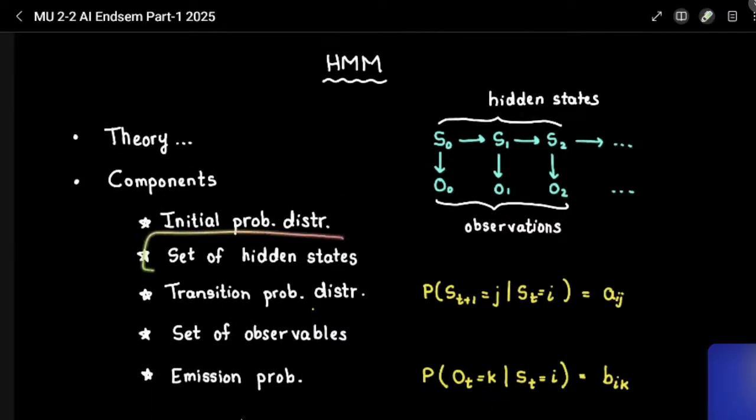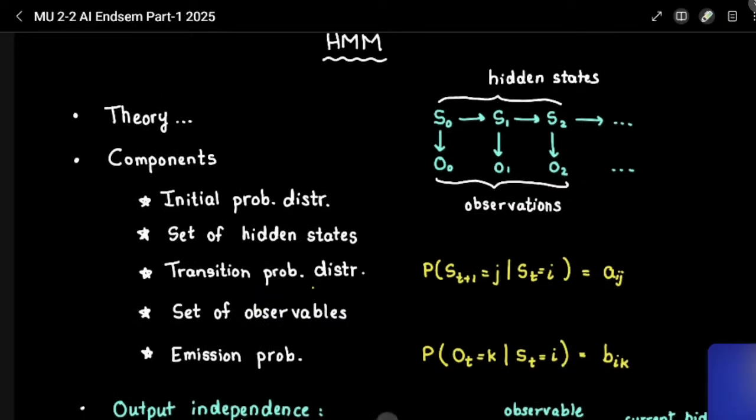So hidden states are with respect to the world. The world is moving from one state to the other, but you don't know what they are. Observables are something that you can see. For every given state that the world goes through, some observation occurs. You make some observation. So transition probabilities are the probability of transitioning from one hidden state to another hidden state. And emission probability is the probability that you observe a certain observable given a certain hidden state.